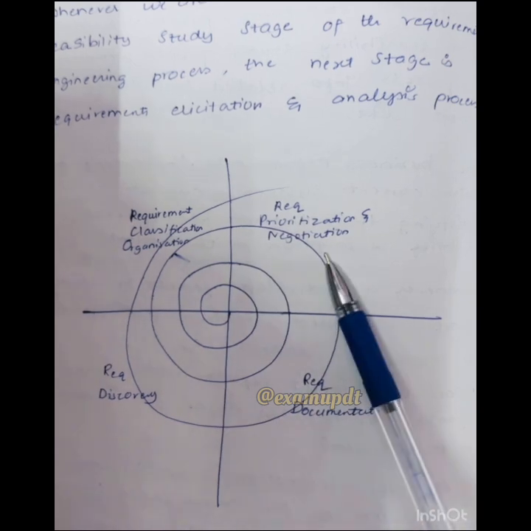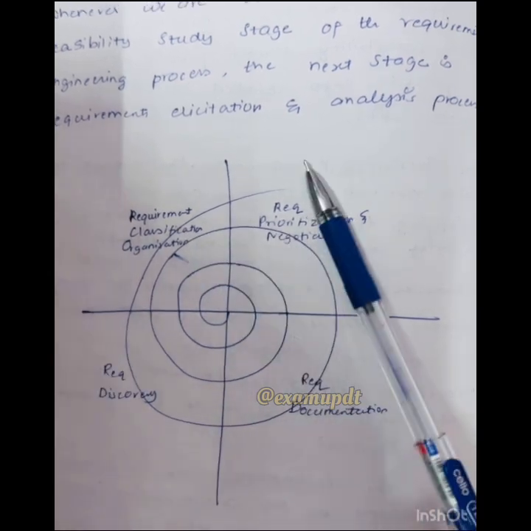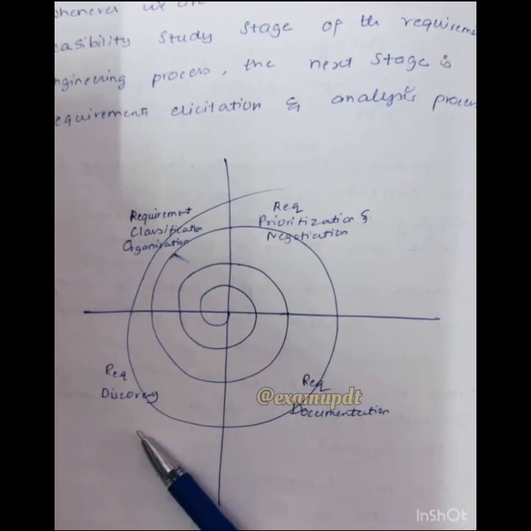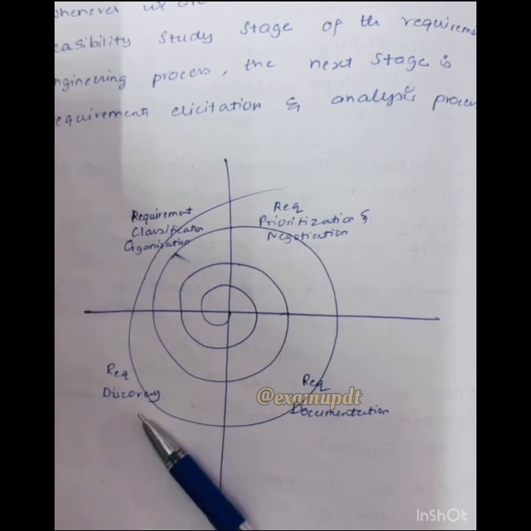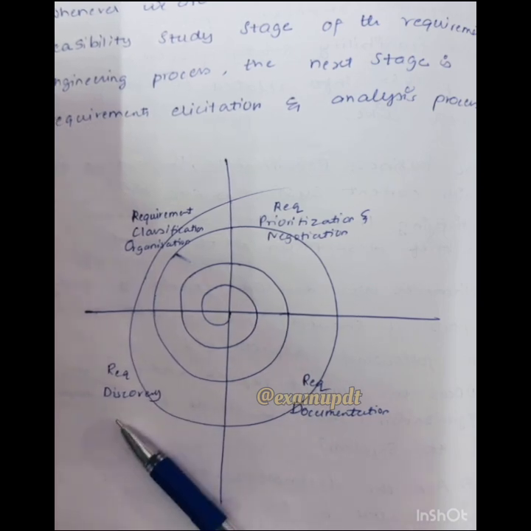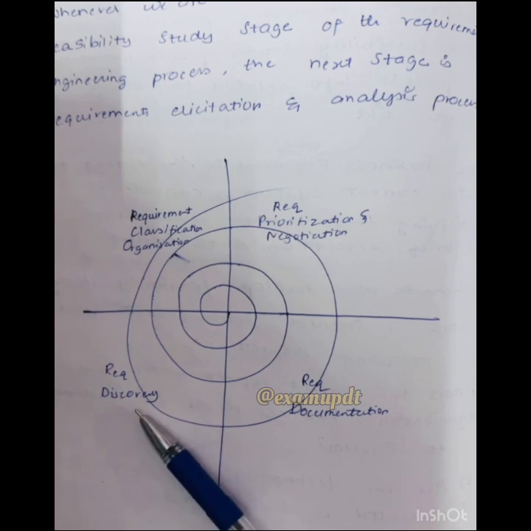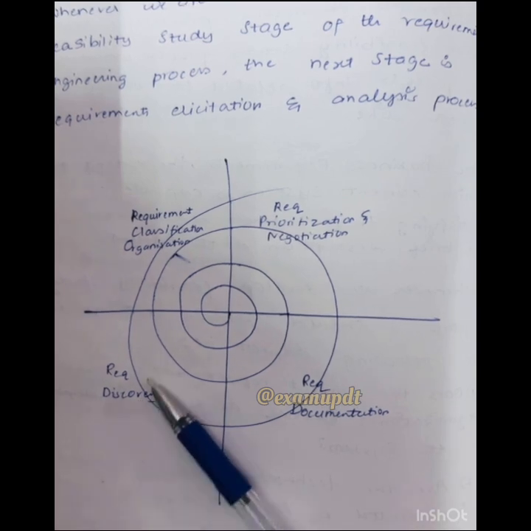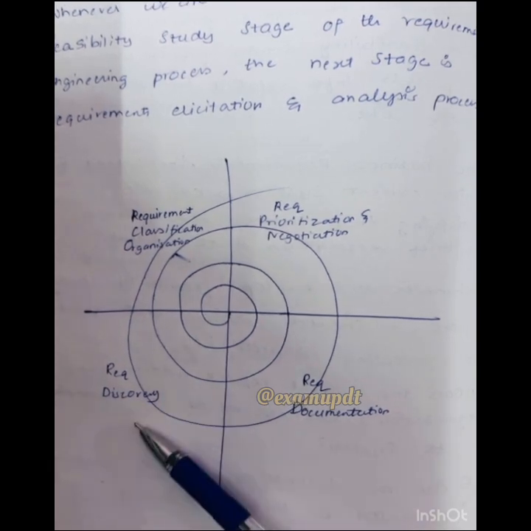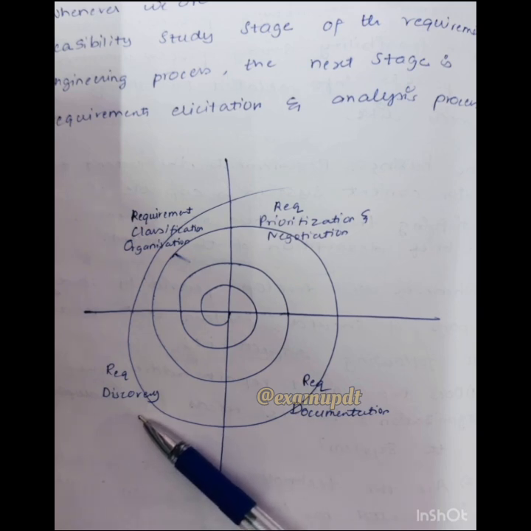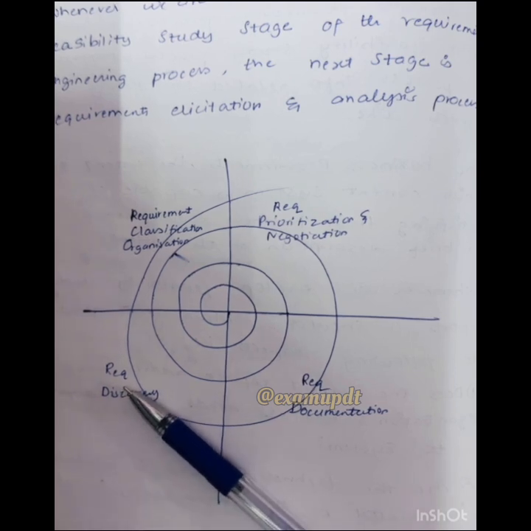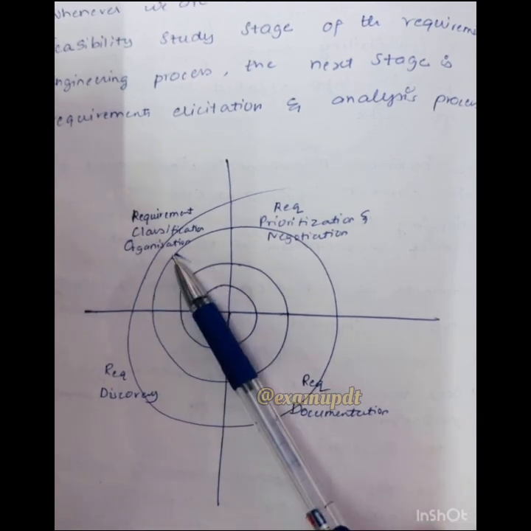So here we will have 4 steps: first, second, third and fourth. The first one is requirement discovery. This is the first step in the requirements elicitation and analysis process. Developers usually talk to different stakeholders to understand their views on the domain and other requirements. This helps in preparing requirements documentation. Here developers talk to different stakeholders and find out their views on the domain and other requirements. And next is requirement classification and organization.